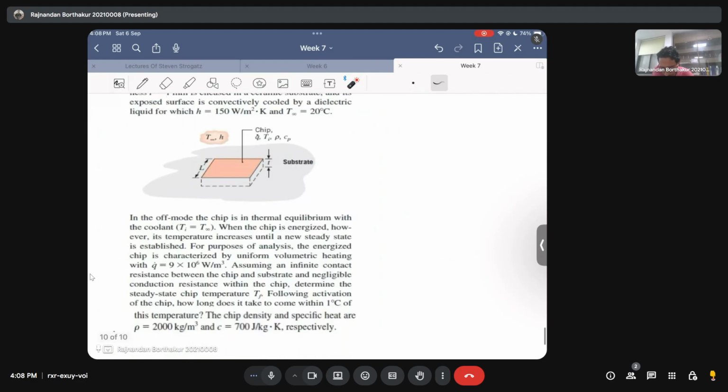Now what it says is that in the off mode, the chip is in thermal equilibrium with the coolant, which is obvious. And then when the chip is energized, however, its temperature increases until a new steady state is established. You can think of it like the chips in your laptop or workstation. Whenever your laptop is turned off, the chip is in thermal equilibrium with its ambient, which is air. Whenever you turn on your laptop, there is heat generation taking place within the chip, due to which its temperature would eventually rise to a new temperature greater than the ambient temperature.